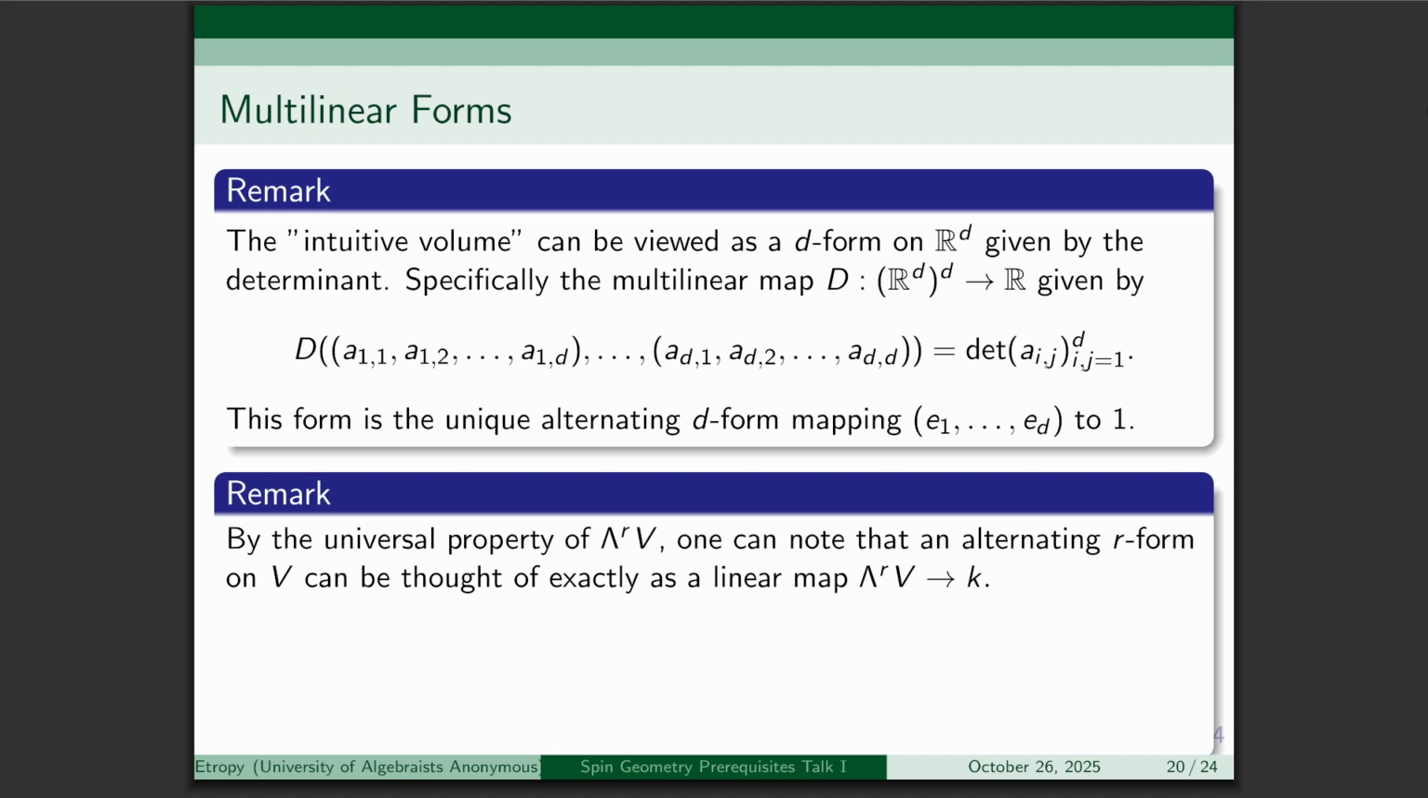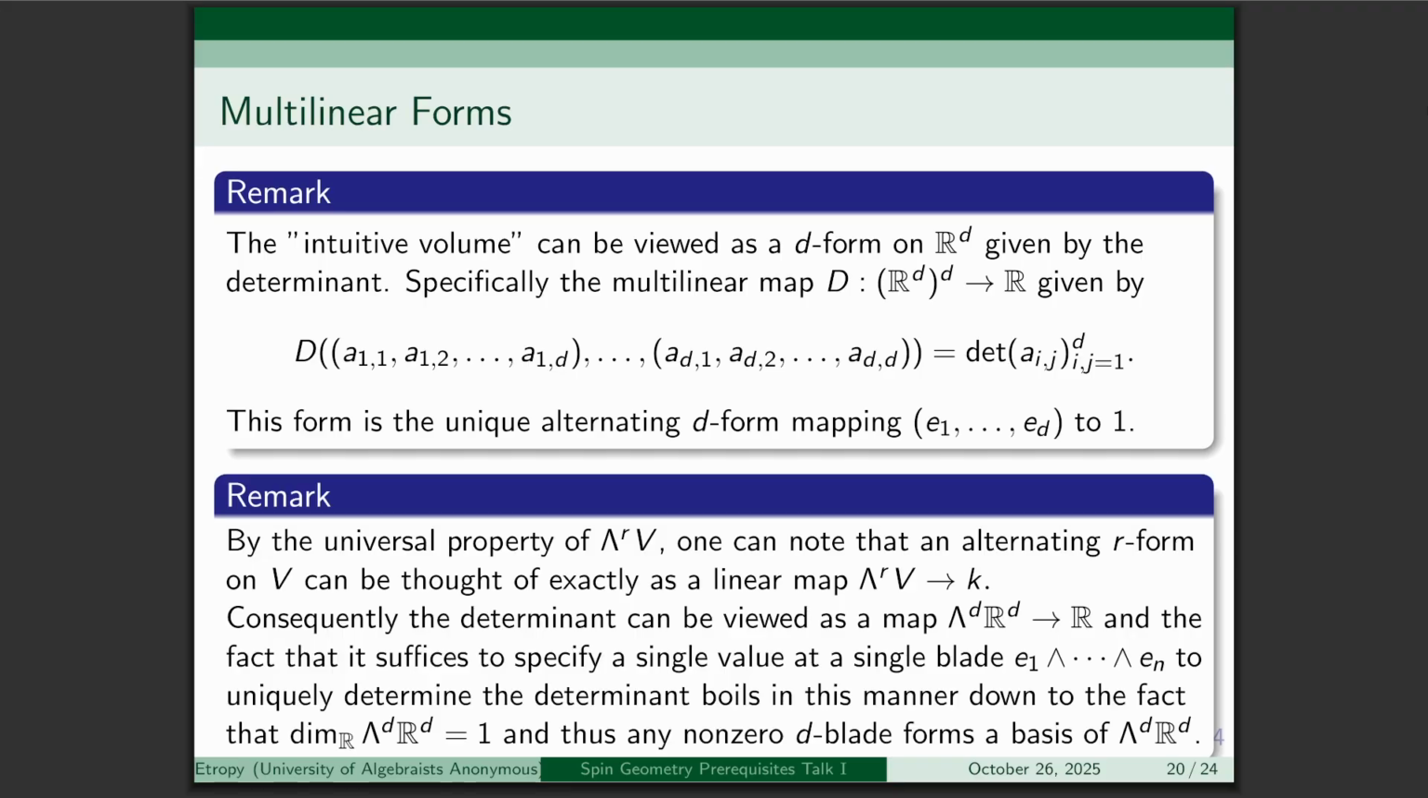And thanks to that, we can actually view this as a map out of the exterior power of a vector space. In general, by the universal property of exterior powers, we know that an alternating R-form is the same thing as a linear map out of the R-th exterior power of a vector space. And so, in particular, we can think of our determinant as a map from the d-th exterior power of R^d into R. Now, this is the unique linear map which maps the blade e1 wedge through en to 1.